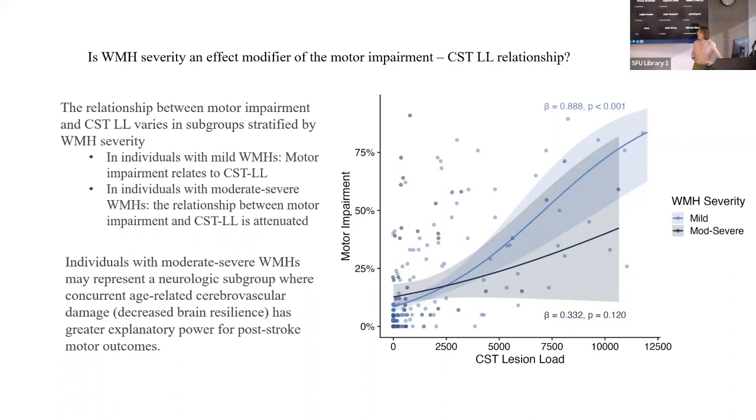And so what this might be telling us is that as you have more concurrent white matter hyperintensities in the brain, then potentially these become relatively more important in explaining your overall outcome in motor recovery. And so these might represent a neurologic subgroup, or at least something to consider when we're building our prognostic models of motor recovery after stroke.